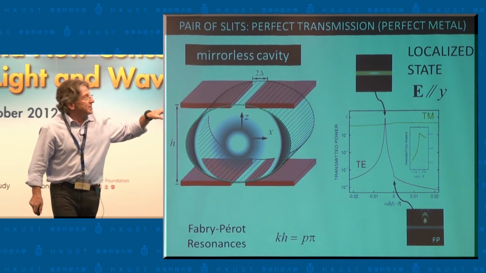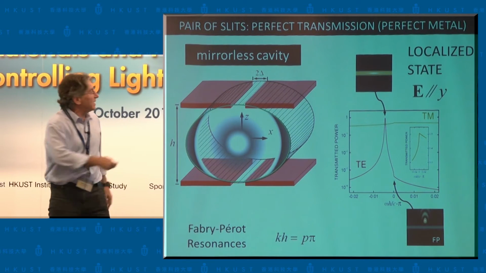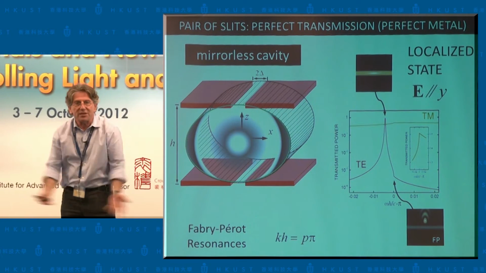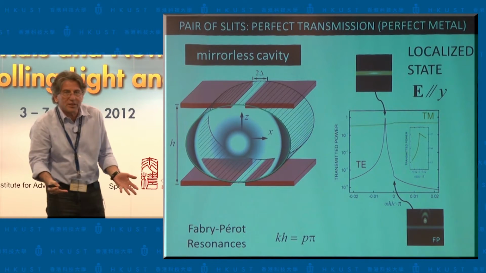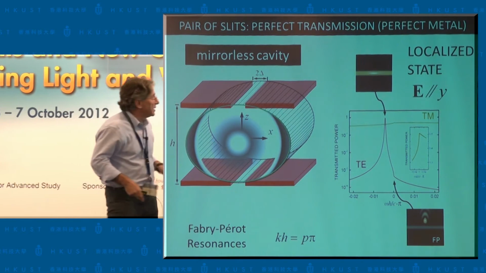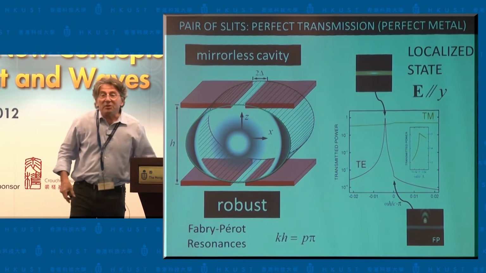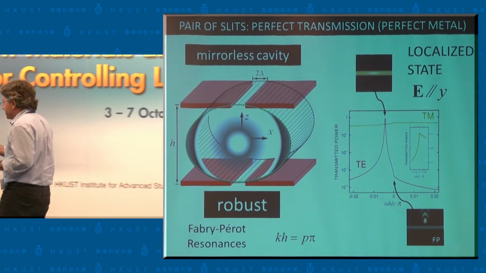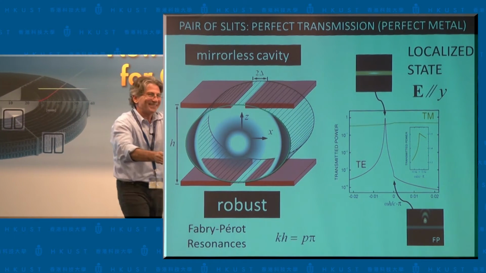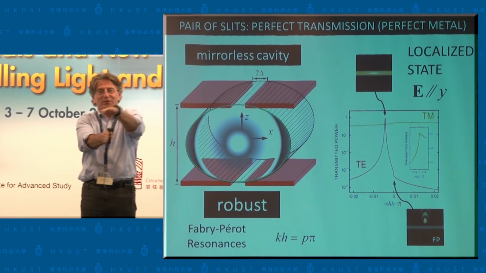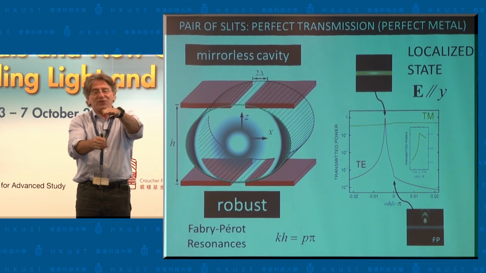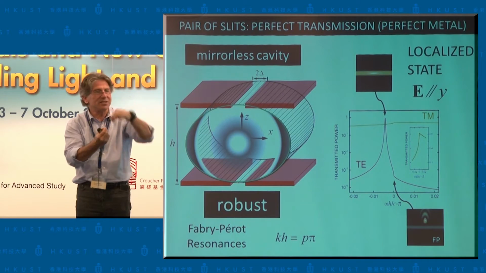So this acts, in essence, like a mirrorless cavity, right? Because I have eliminated the lateral walls here. I don't need those walls because the state is localized. Okay? So that's an advantage. It helps you avoid losses by not having those walls. The phenomenon is fairly robust. It's easy in a computer to shift these two slits, and you still get the resonance. You can move the two slits within a wavelength, and the localized state is still there. And in 3 dimensions, you can do the same thing. It's still there.